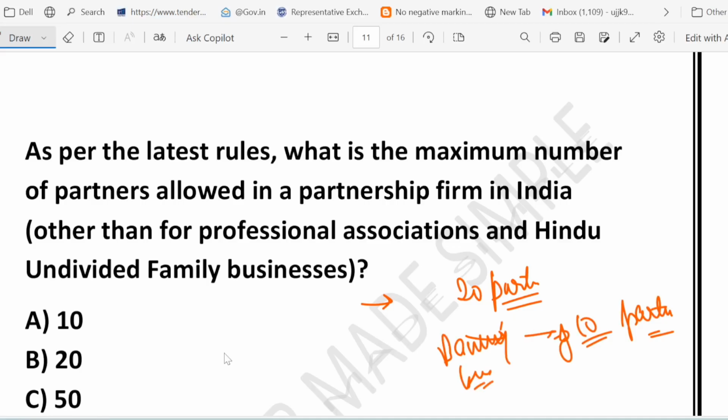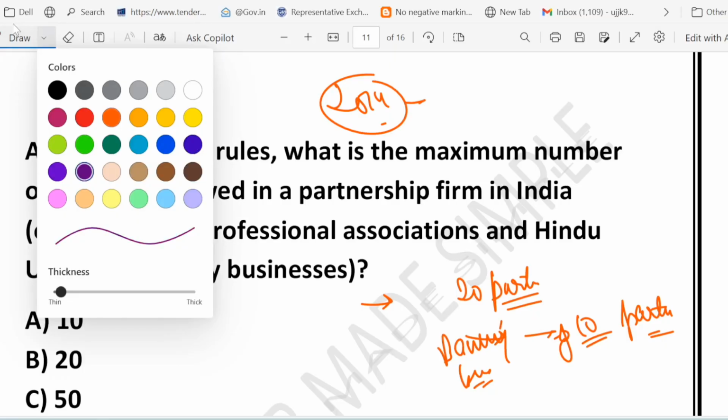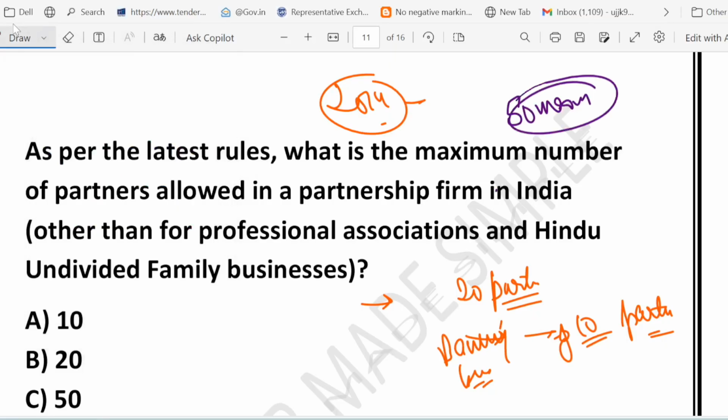But in 2014, what happened? The government updated the company rule. The latest rule says that the maximum number of partners in a partnership firm can be 50. That means you can start a partnership with 2, 5, 10, even 49 people. But once you touch 51, you cannot remain a partnership. You will need to register as a company. So the answer to this question is 50.